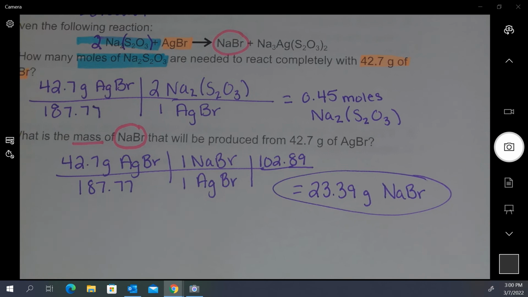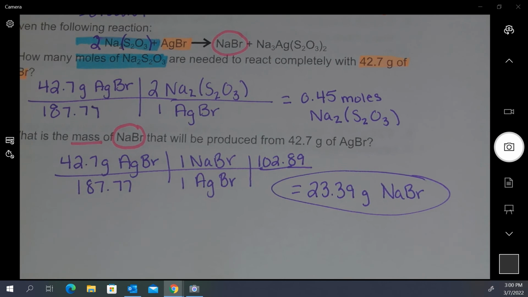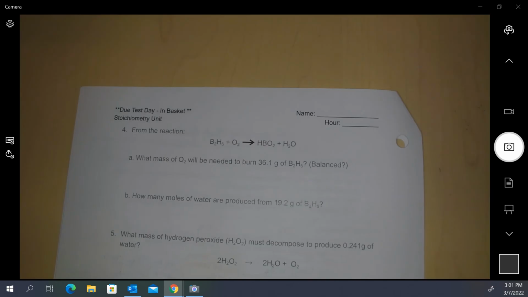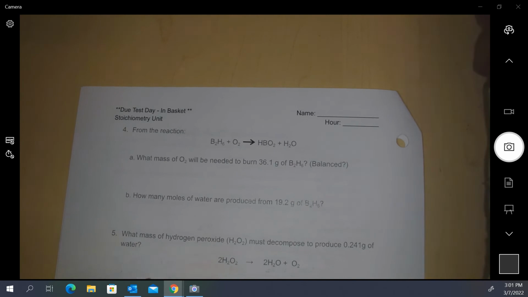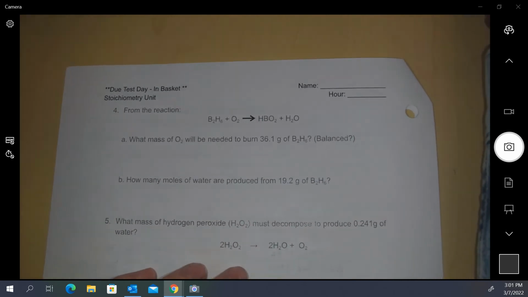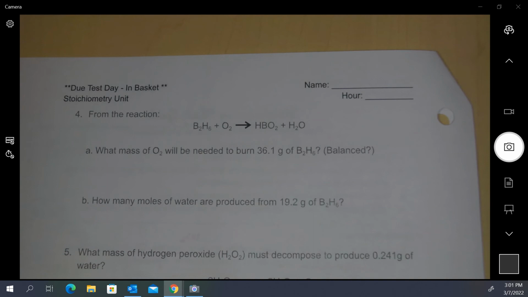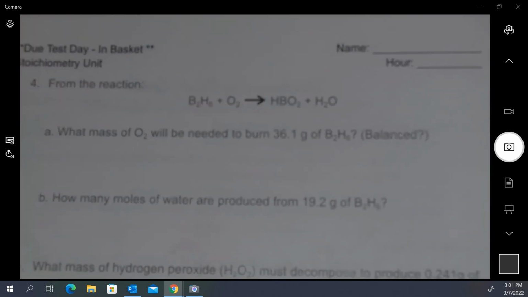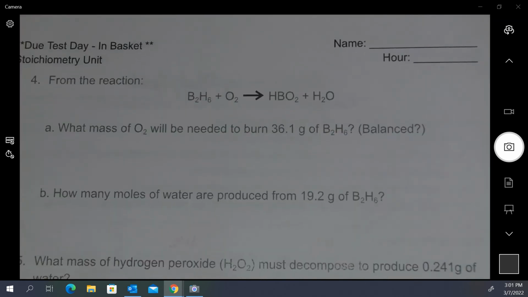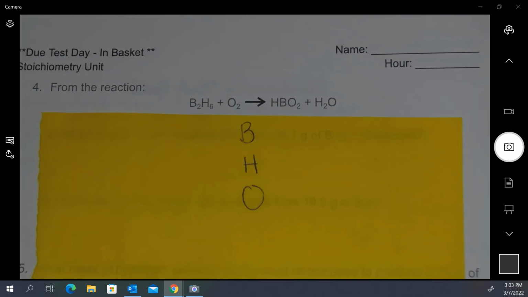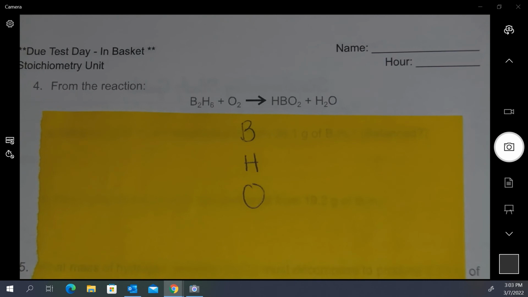All right, any questions on 1 through 3? Looking at question 4, I would like you to take a minute and discuss with your tables whether you think that's balanced or not. If it is balanced, then just hang tight. If it's not balanced, try to balance it. So very clearly it's not balanced, right? We need to figure out how to balance it.